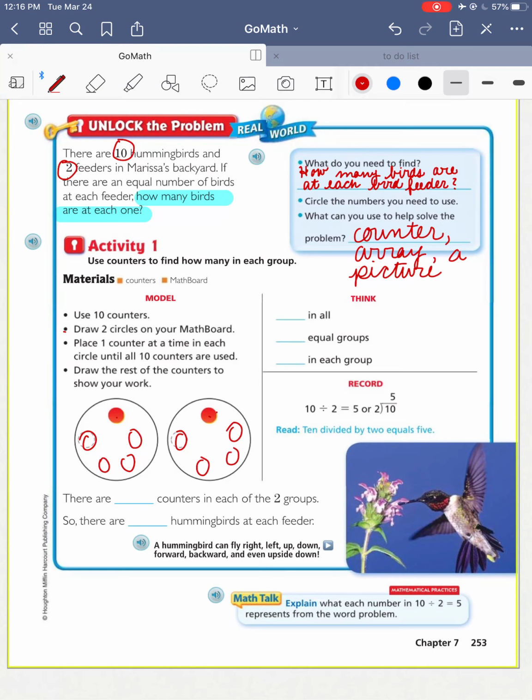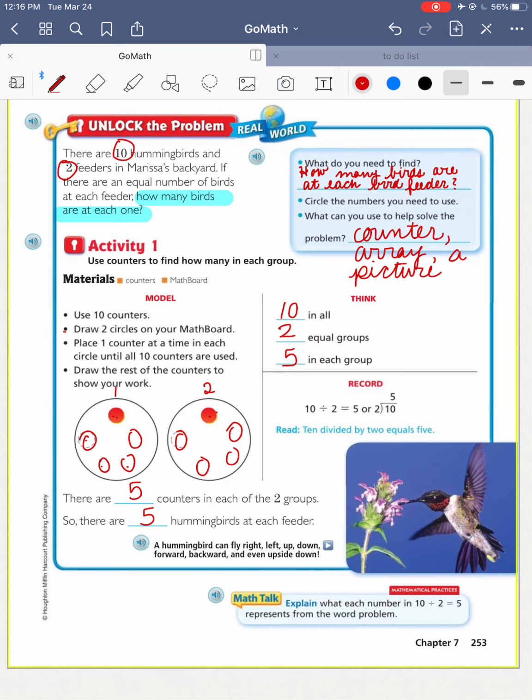How many total counters do we have? 10. How many groups do we have? How many big circles do we have? We have 2 equal groups. And how many counters do we put in each group? 1, 2, 3, 4, 5. 5 in each group. So there are 5 counters in each of the 2 groups. So there must be 5 hummingbirds at each bird feeder.